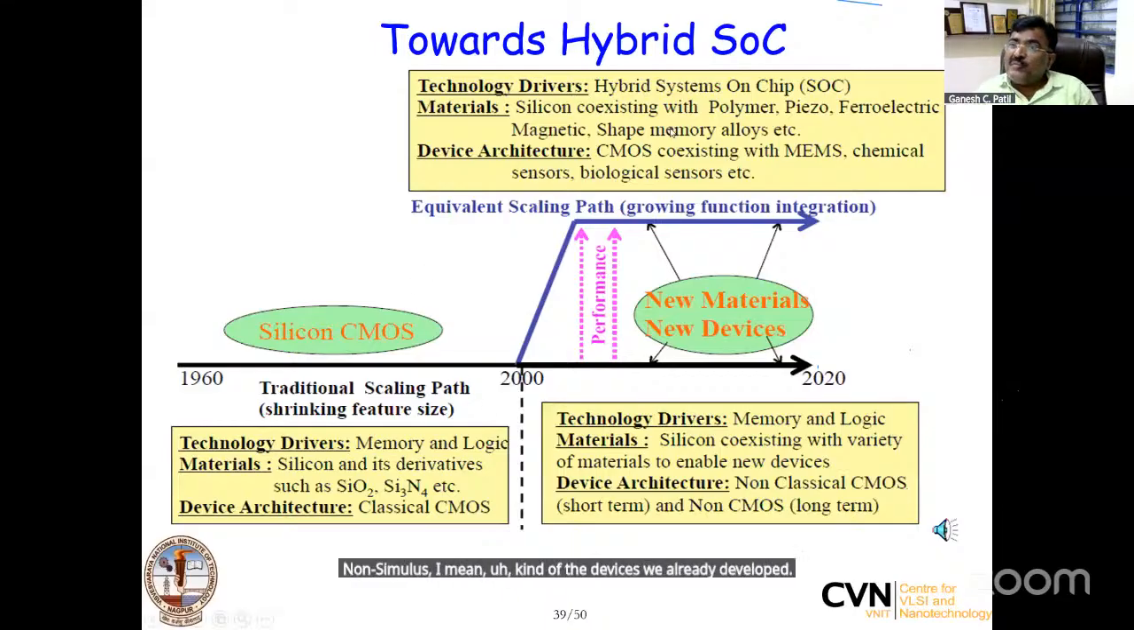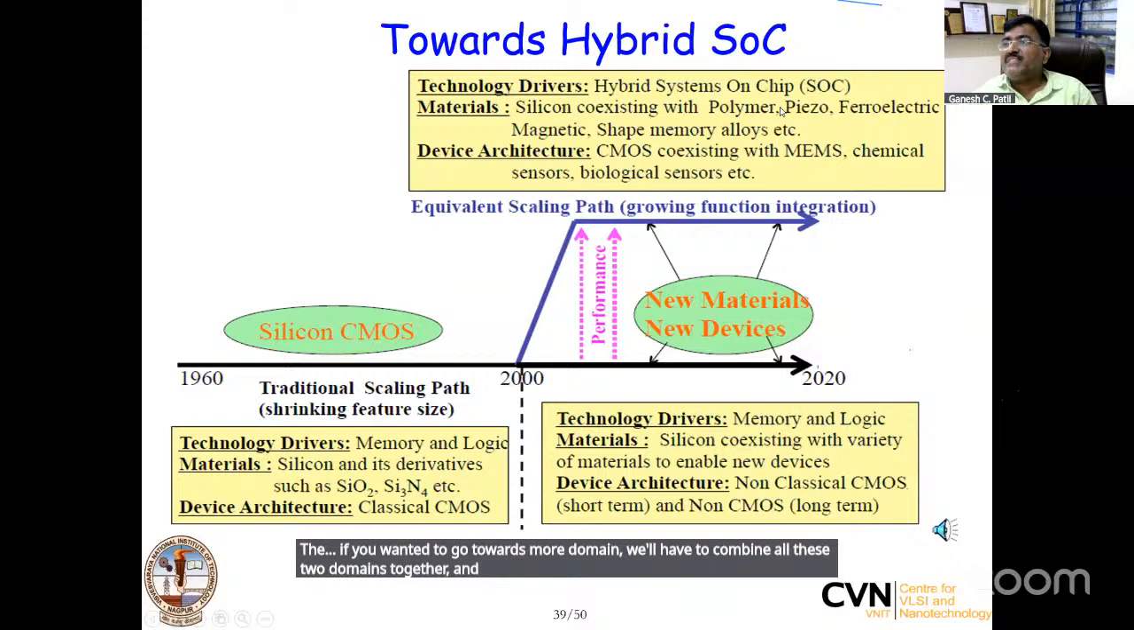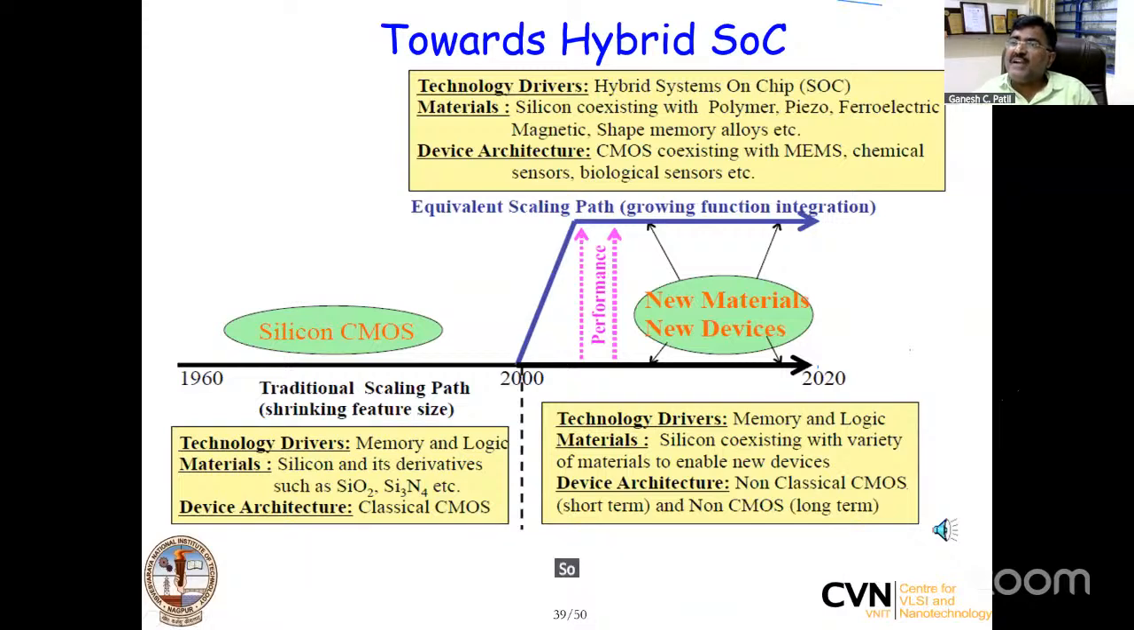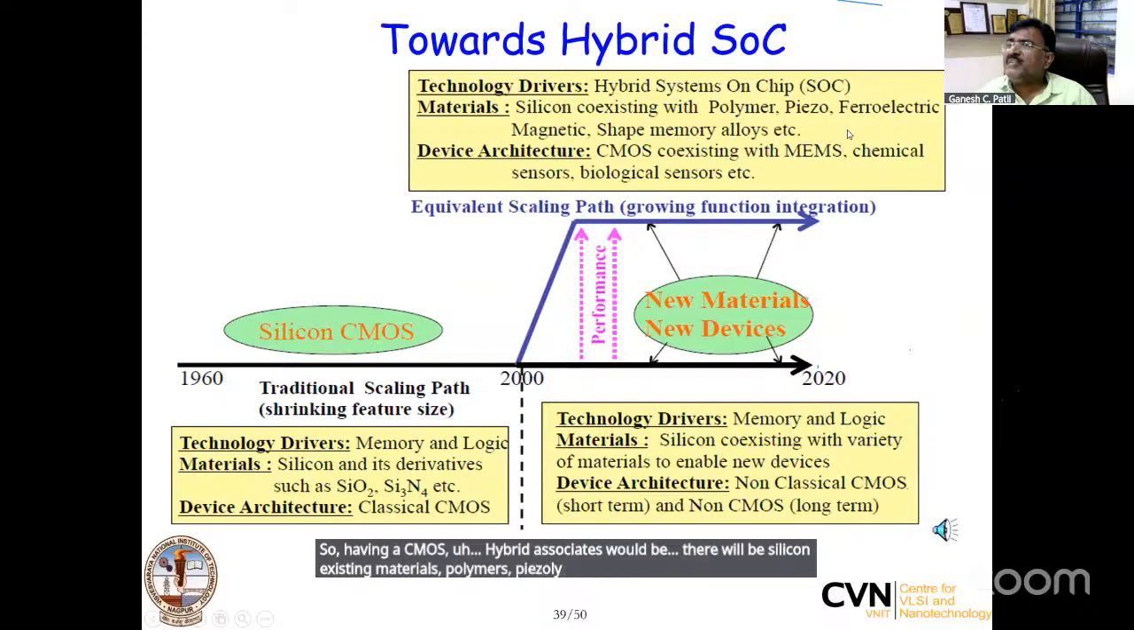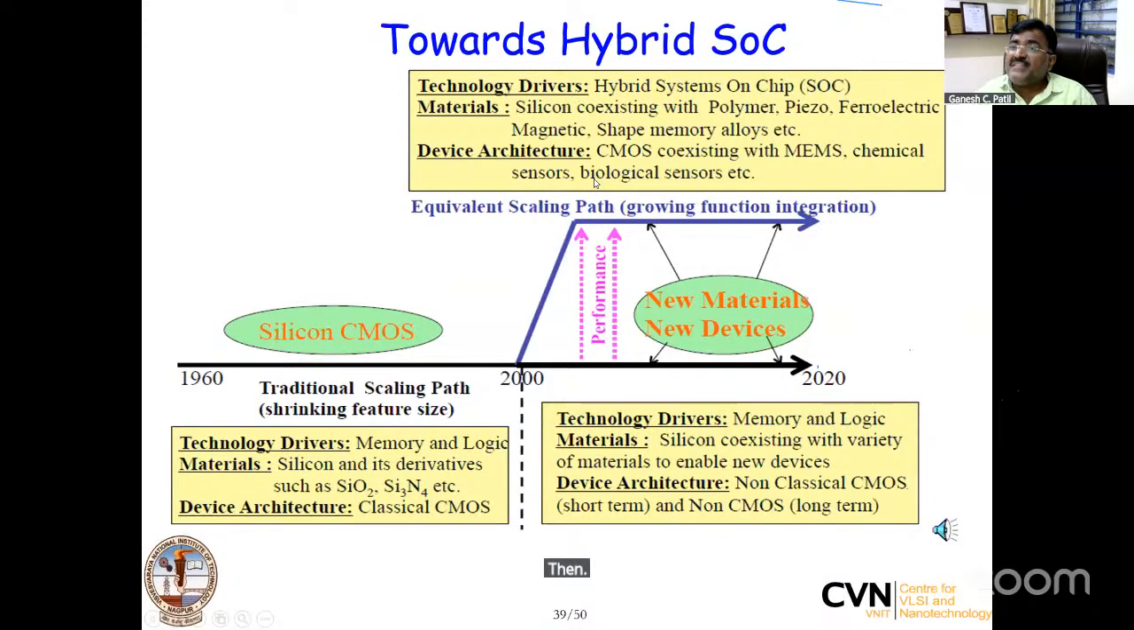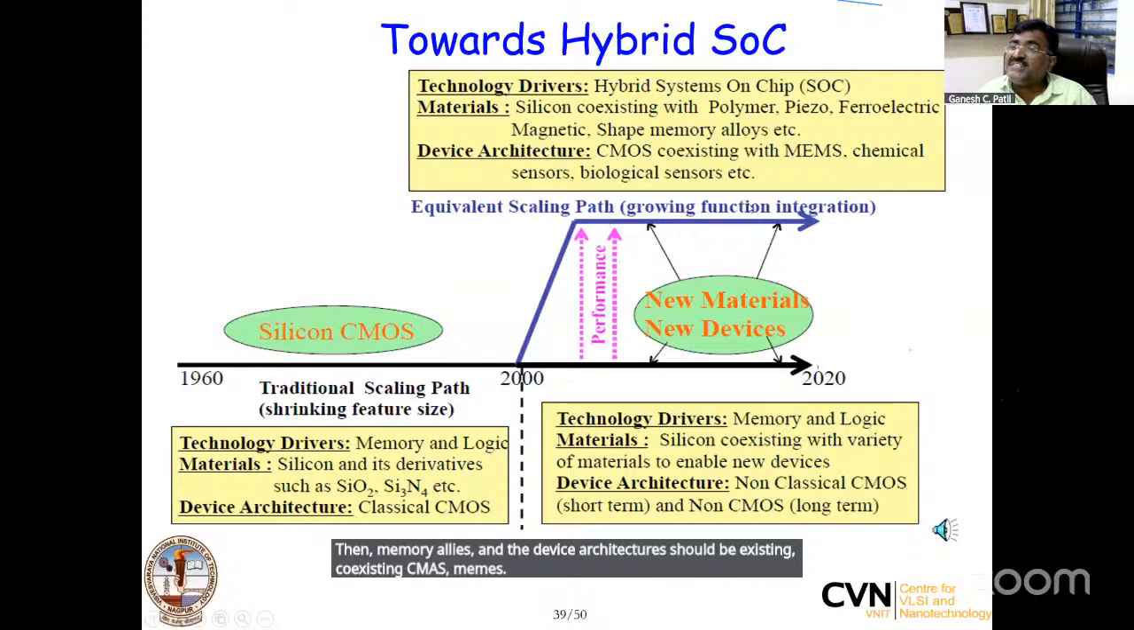If you want to go towards more domains, we'll have to combine these two domains together and come up with hybrid systems on chips. So hybrid CMOS, hybrid SoCs will have silicon, existing materials, polymers, piezoelectric materials, ferroelectric materials, magnetic materials, then memory alloys, and the device architectures will be coexisting CMOS, MEMS, chemical sensors, biological sensors.